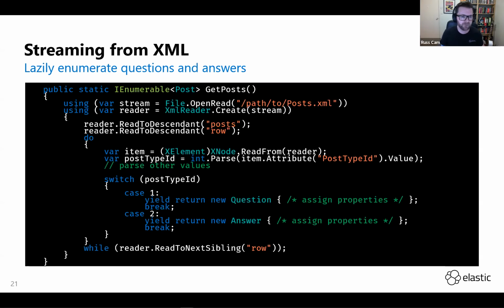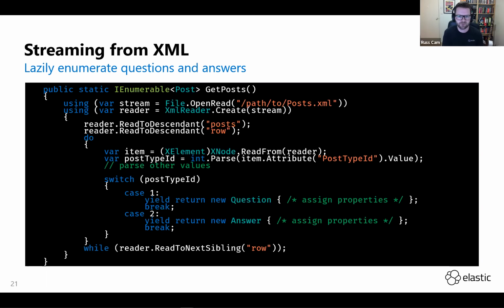Essentially, what we're going to do is open up a stream to a file. We're going to create something that allows us to read the XML from that stream. And then we are just going to keep enumerating over that file, so we're only reading a small amount into a buffer each time. We're going to look at the post type ID attribute that we had. If it's 1, we know we're dealing with a question and we can construct a question type. If it's a 2, we can construct an answer type. And we're going to return this as an IEnumerable of post.